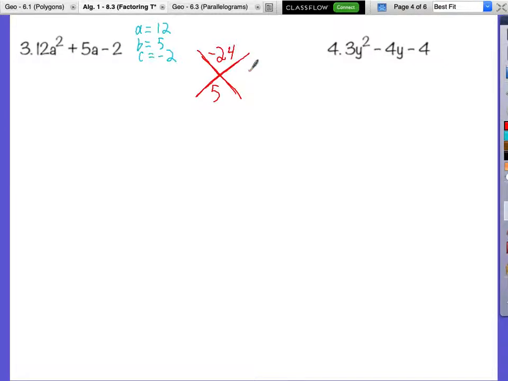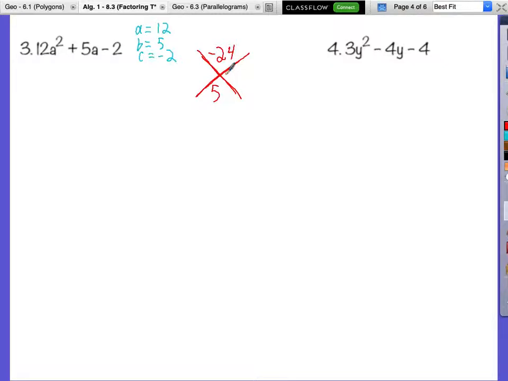It's negative though, it's different. So, now, how do we figure out what goes here? Puzzle it. What do these two numbers have to multiply to? The top, negative 24. What do we have to add to? 5. And so we know we're going to have a negative and a positive.